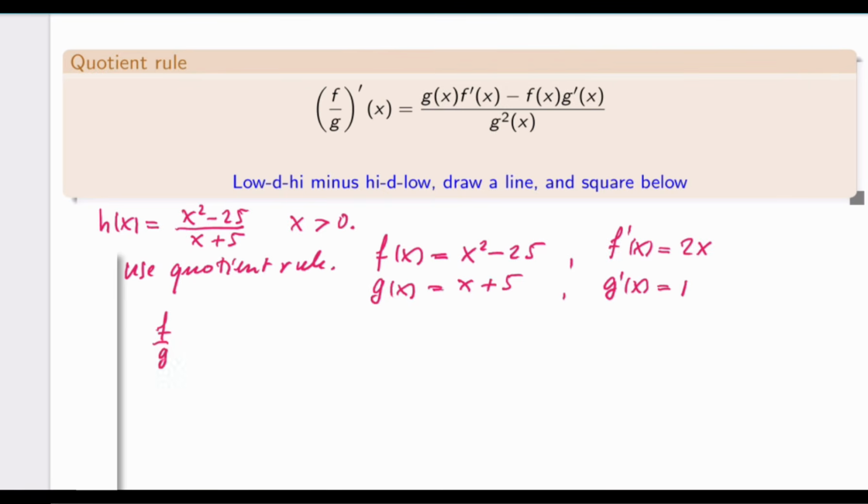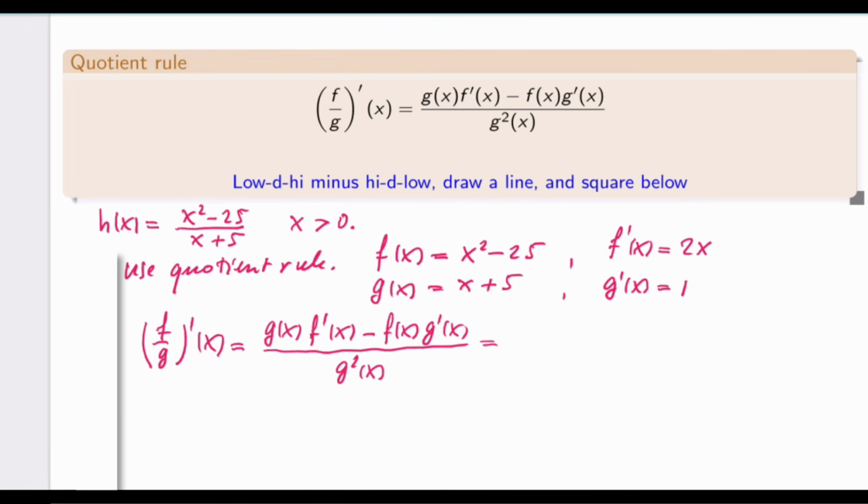So (f divided by g)' of x is, how does it go? Low d high minus high d low, draw a line and square below. Good. Sub it all in what we have. So g is x plus 5. The derivative of high is 2x, minus f, which is x squared minus 25, and g prime is equal to 1. And then we square x plus 5, squared. So, looks complicated, but now it will simplify.